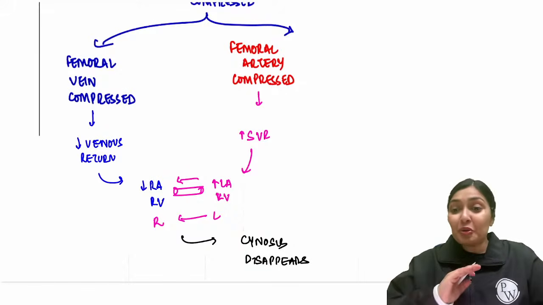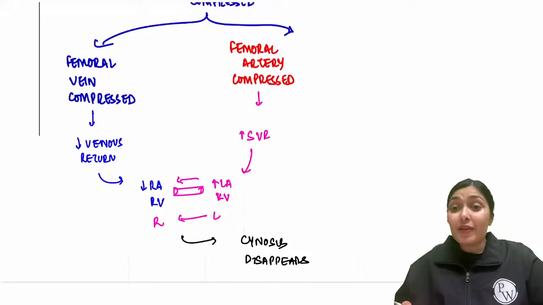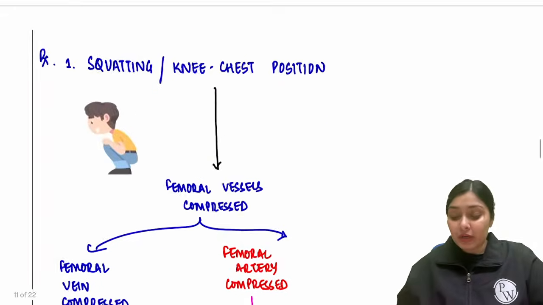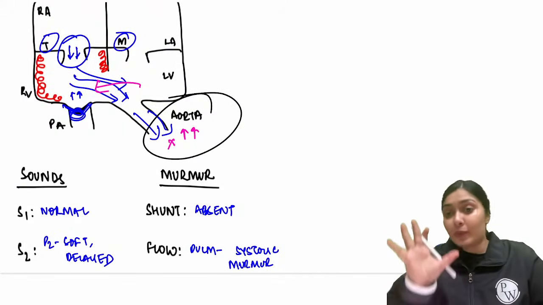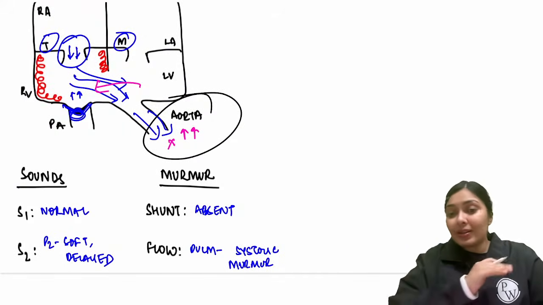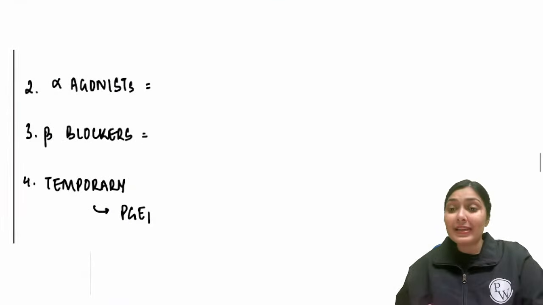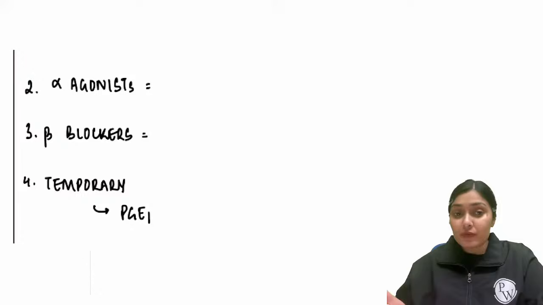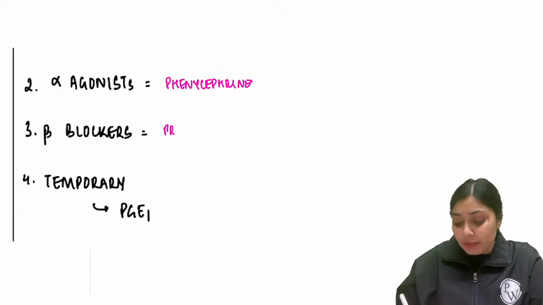But the child cannot go on squatting and staying in that knee chest position for long. What is the medical management over here? What do we want to do? We want to increase the systemic vascular pressures so that the shunt is decreased. So in medical management, we have alpha agonist and beta blockers. Alpha agonist, we can use phenylephrine. Beta blockers like propranolol can be used.